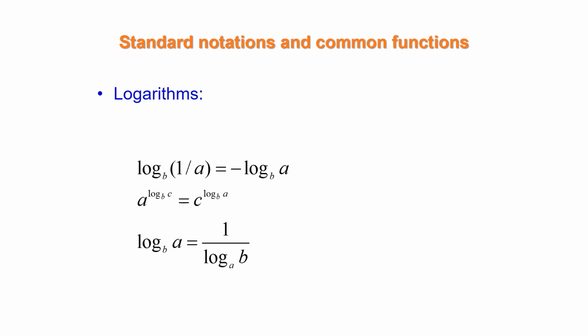A to the power log of c with base b equals c to the power log of a with base b. Log a with base b equals 1 over log b with base a.